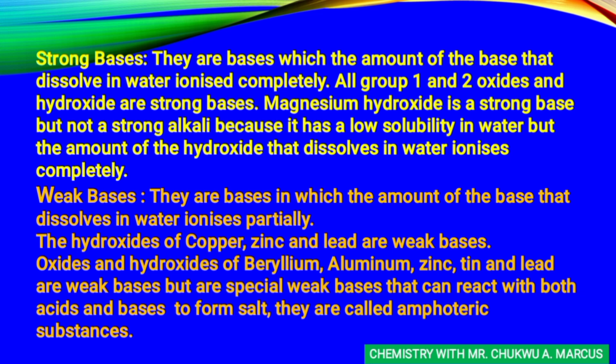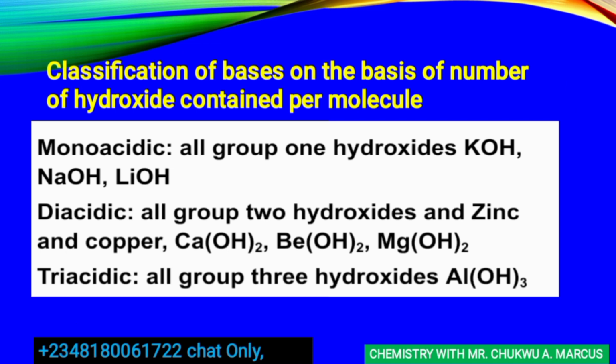base to form salt. Classification of bases on the basis of the number of hydroxides contained per molecule. We have monoacidic, we have all group 1 hydroxides like potassium hydroxide, sodium hydroxide, lithium hydroxide, and they are also soluble in water and also strong bases. I hope you get me.